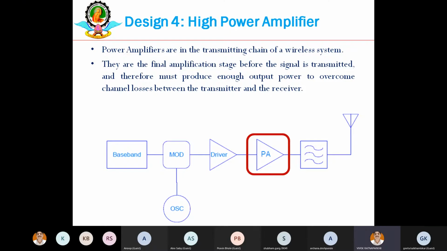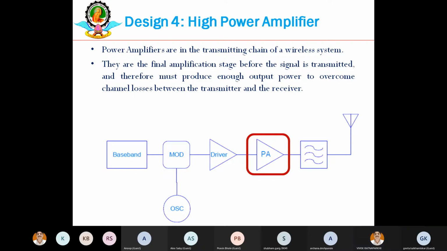So let me introduce what a power amplifier is. As you can see, this is a basic building block diagram of any RF transmitter, and you can easily pick out the power amplifier block, which is generally placed before the transmitting antenna. At times there will be a band pass filter just before the antenna to pass the band of frequencies of interest, but mostly the power amplifier is the last block of any transmitting chain.